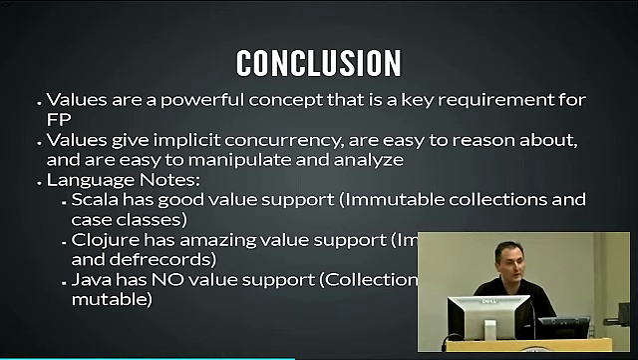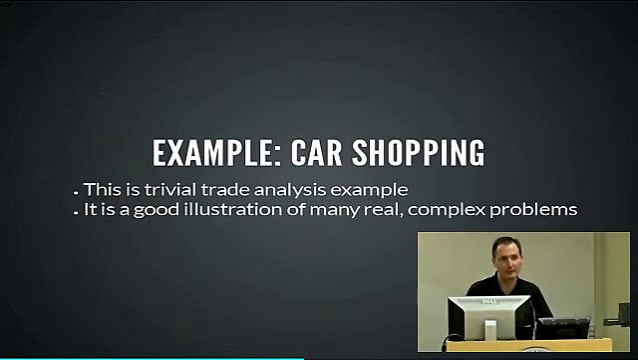The key takeaway here, though, is that Java, even though you now have lambdas, still has no value support. Its collections are all mutable. Its classes are mutable. Now, if you've read Effective Java, it says you can make immutable classes. It requires writing a lot of code, and you're still doomed when it comes to collections. So let's look at another example. Now we're actually going to write slightly less trivial programs.